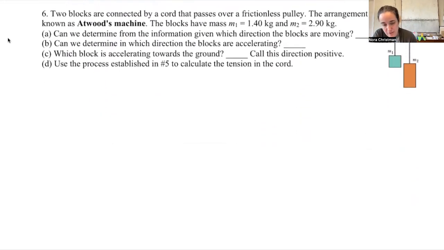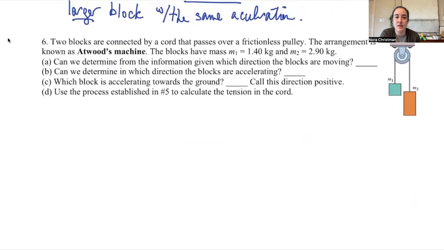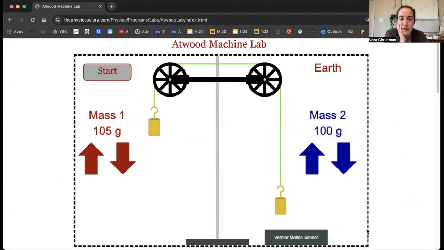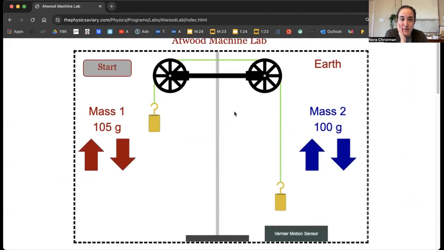Here is an application of this same idea called an Atwood machine. And an Atwood machine was developed in order to determine the acceleration due to gravity. But basically for us, it's just a pulley system. I'm going to show you an example. So here's a little simulation of an Atwood machine.